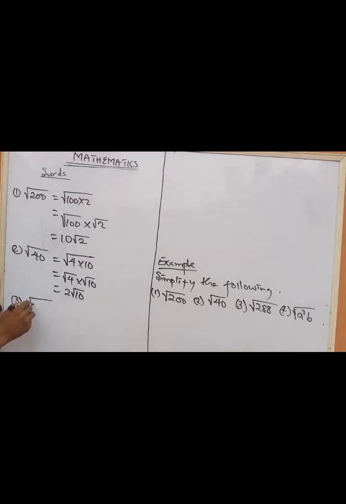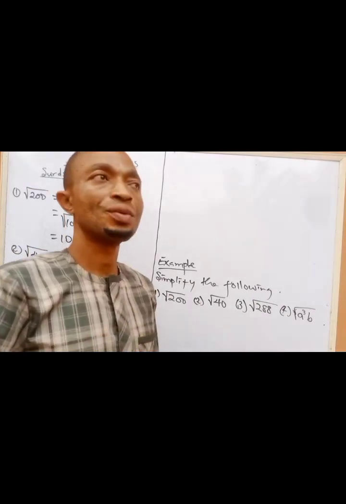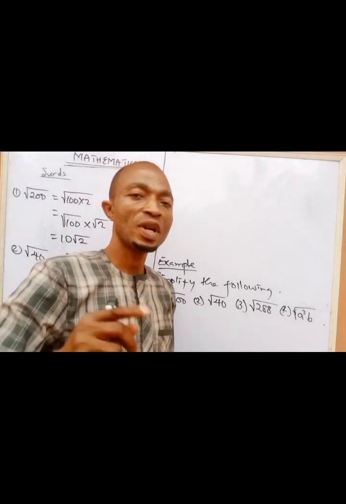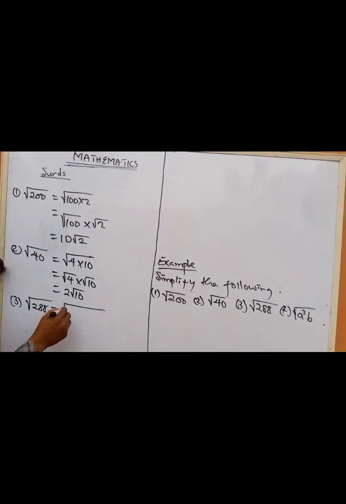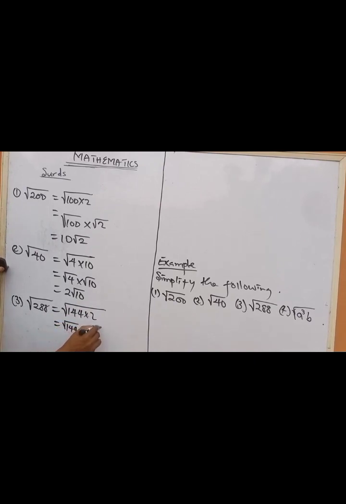Then the third one, 3. Square root of 288. The highest perfect square we can see in 288 is 144. So that's 144 times 2, which is equal to square root of 144 times square root of 2. And what is square root of 144? That is 12. Then multiply by root 2. That will give us 12 root 2.